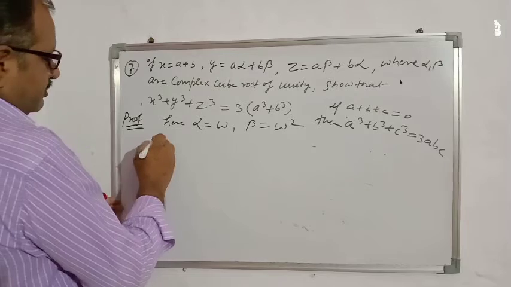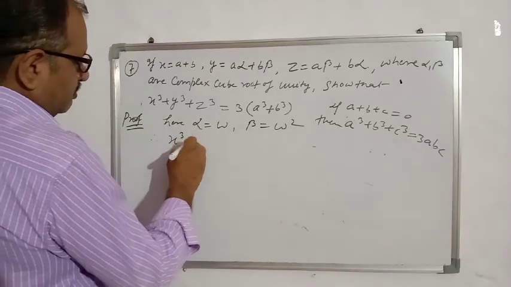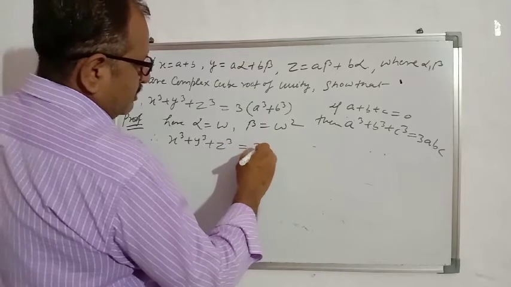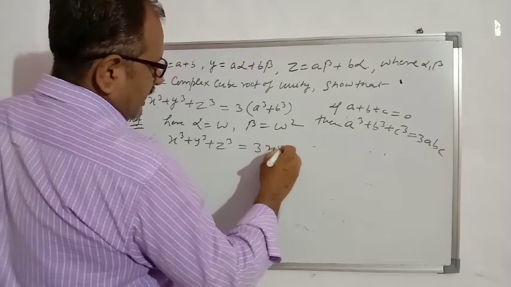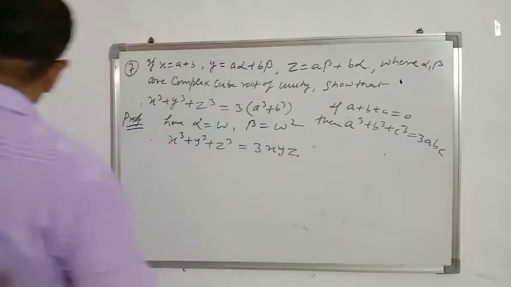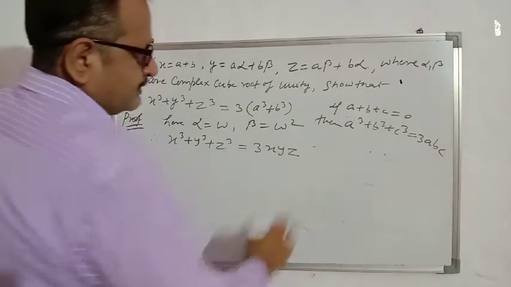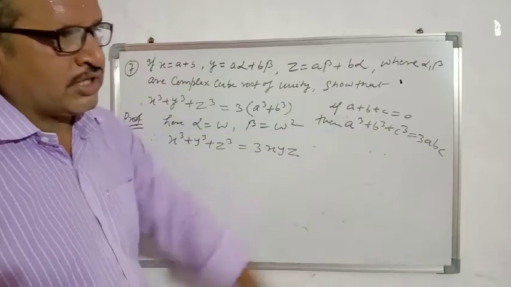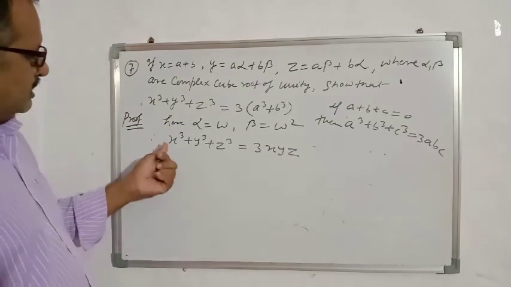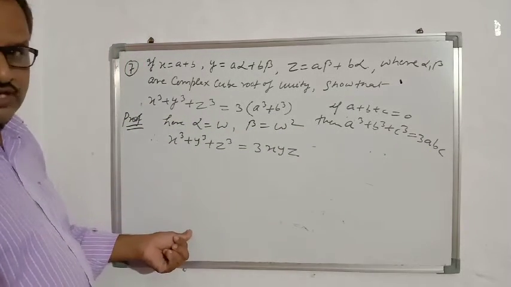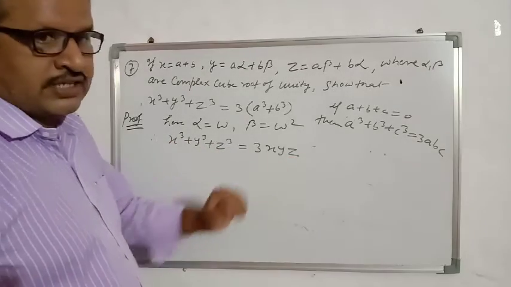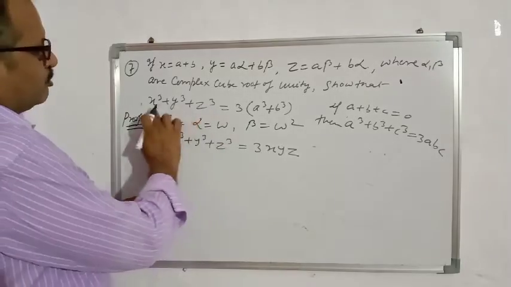So therefore we can write x cube plus y cube plus z cube is equal to 3xyz, using this result: if a plus b plus c is equal to 0, then the sum of their cubes will be 3 into the product of a, b and c. So x plus y plus z is equal to 0, we have seen. Therefore x cube plus y cube plus z cube is equal to 3xyz. We have to prove this result.